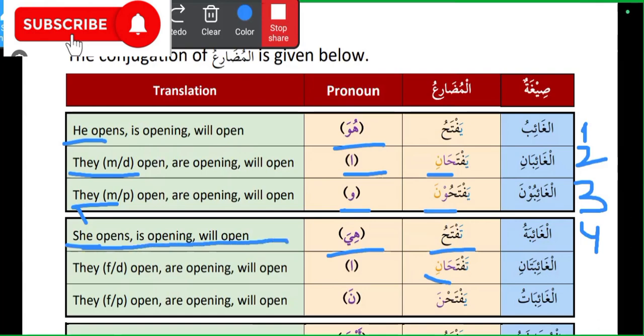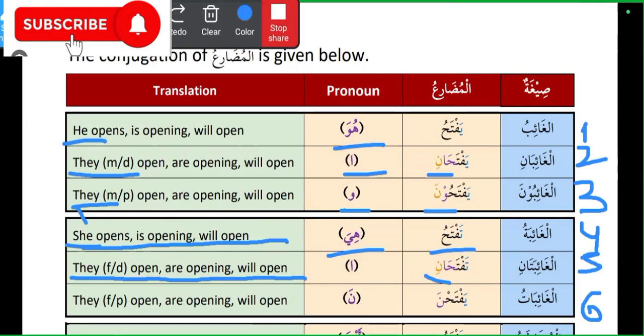Then we move on to the next siga, which is siga number 5, and that is ghaibatan. Two ladies who are not present here. So we will say they both open, or they both are opening, or they both will open. Then we move on to siga number 6, which is al-ghaibat.